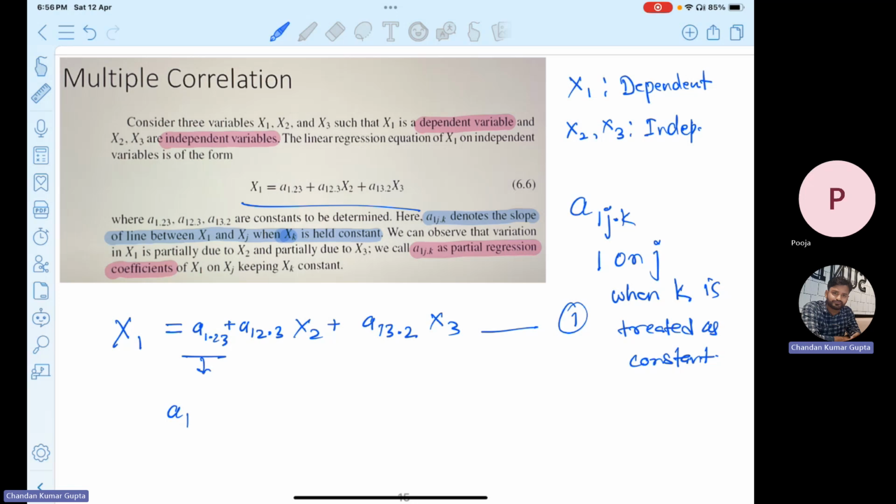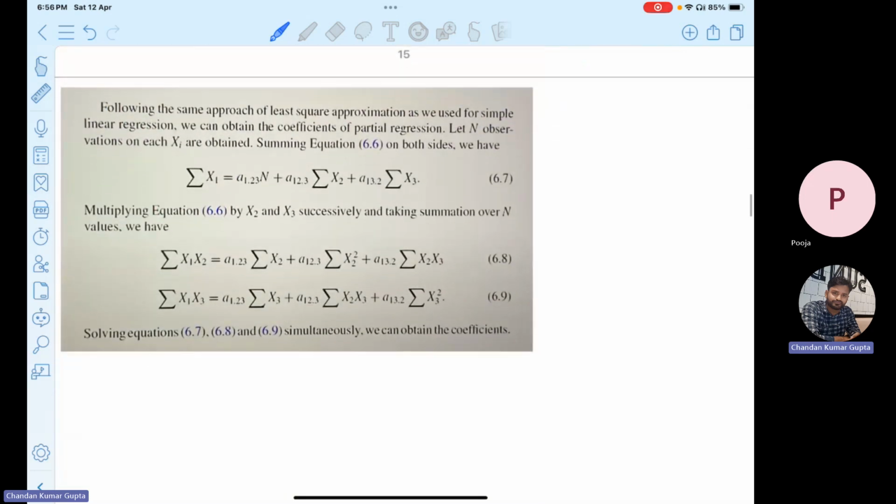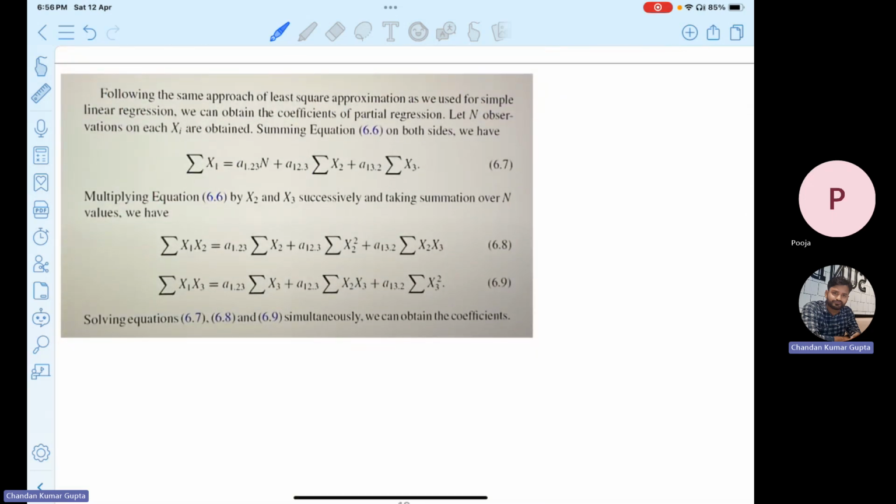So this is the multiple correlation. When more than two random variables exist, there is multiple correlation, and partial regression also comes in. This is how we deal with those things. Now the next is, following the same approach of least square approximation as we use for simple linear regression, we can obtain the coefficients of partial regression. Let n be the total number of observations.